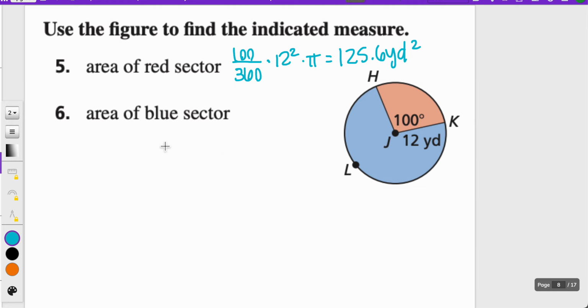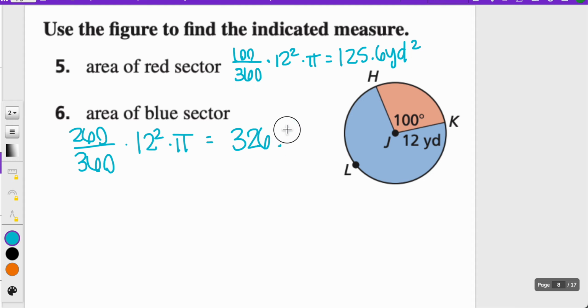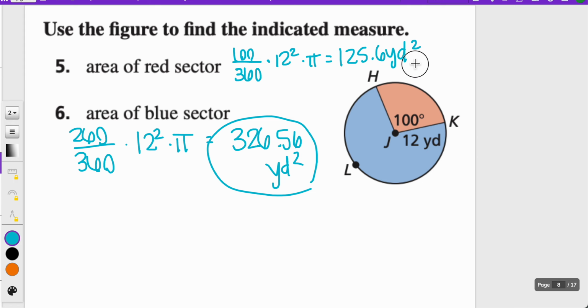And then area of the blue sector, that would just be the leftover degree amount. So 100 take away from 360 is 260. So 260 out of 360 times 12 squared times pi is about 326.56 yards squared. Okay.